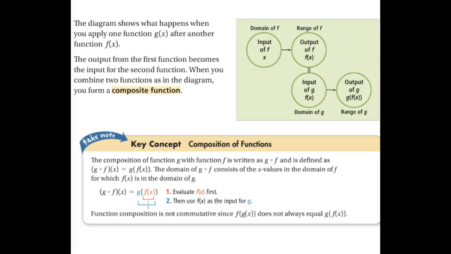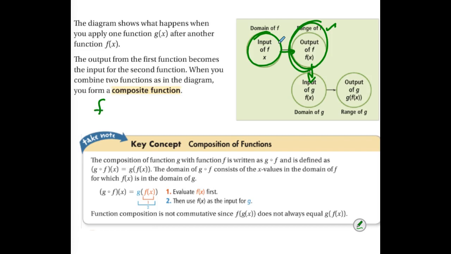Okay? It says the diagram shows what happens when you apply one function g of x after another function. So this is where we're actually putting a function into another function. We start out with the inputs of x, or the domain of x. We dump them into our function f, and what we get out is the range. That's our first function. Then we take all of those answers that we got out and we dump them in as the input for our second function.